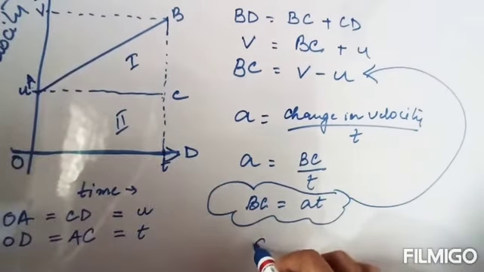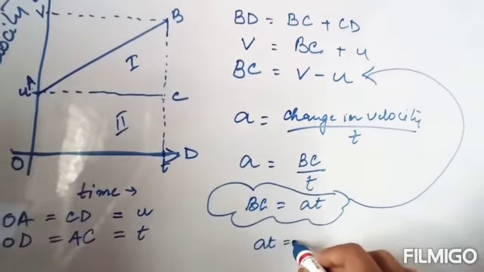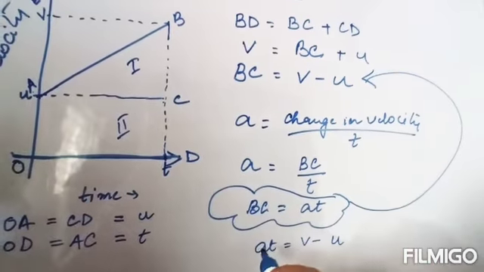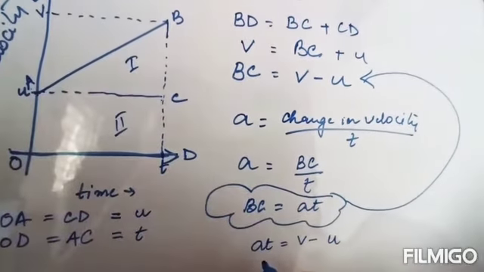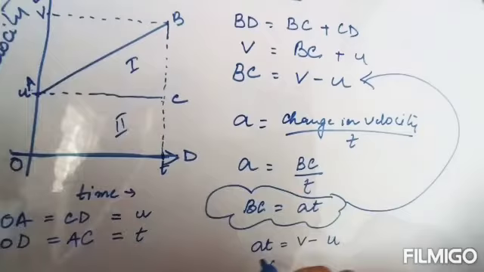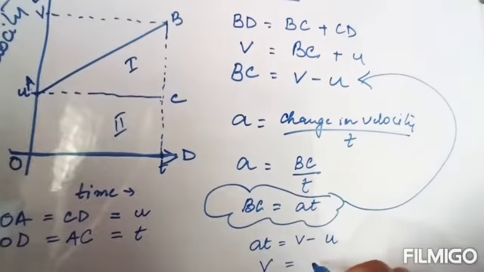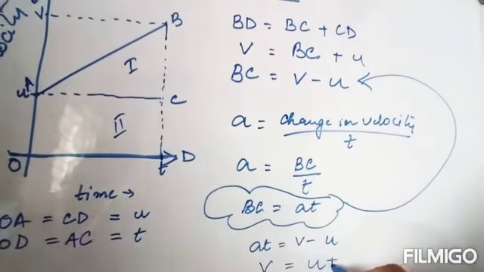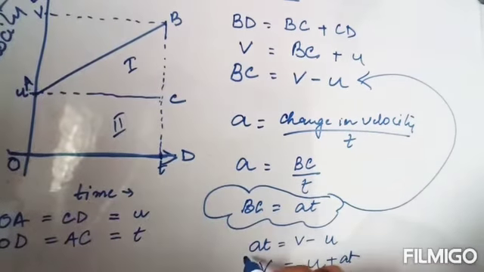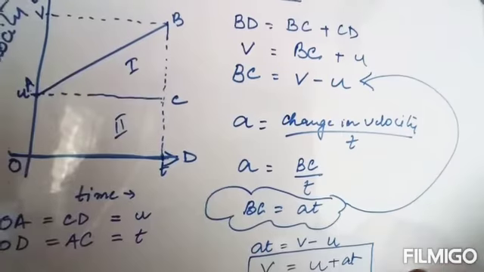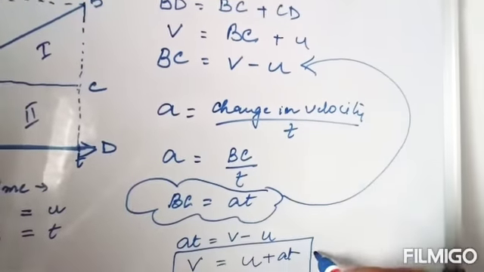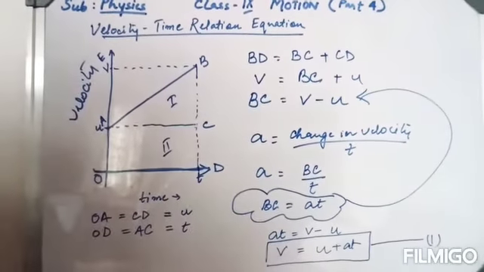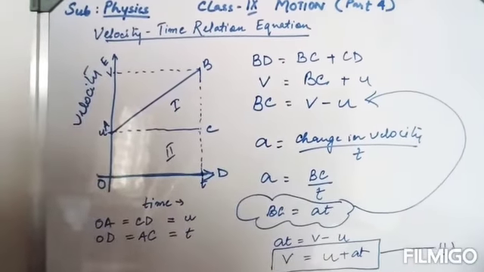Instead of BC, I'll be writing AT is equal to V minus U, or I can say V is equal to U plus AT. So we have successfully derived the first equation of motion. So, one quick recap of it.